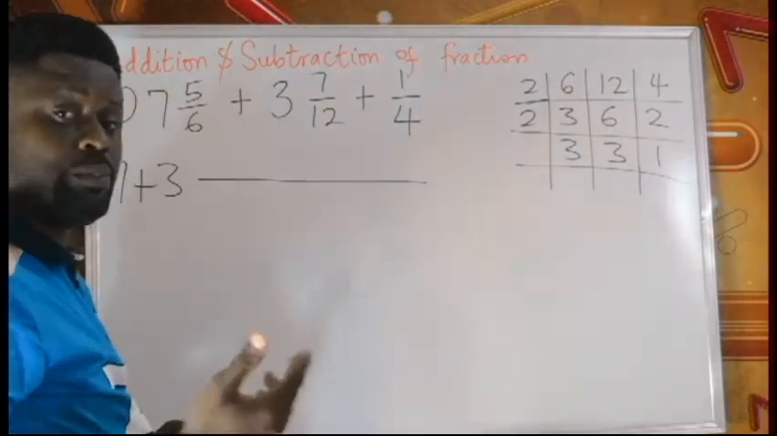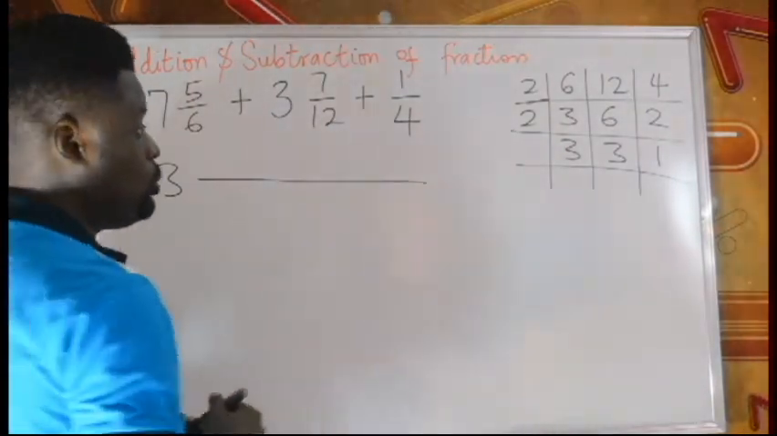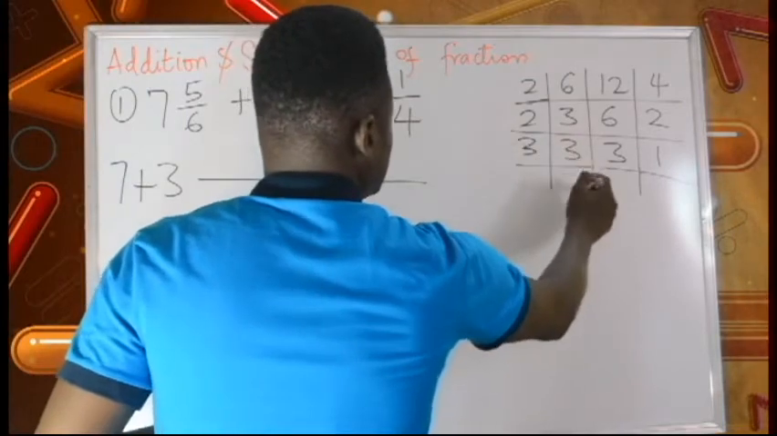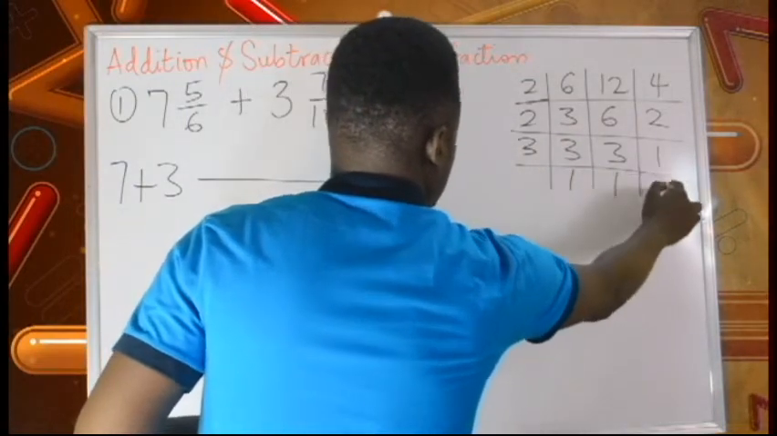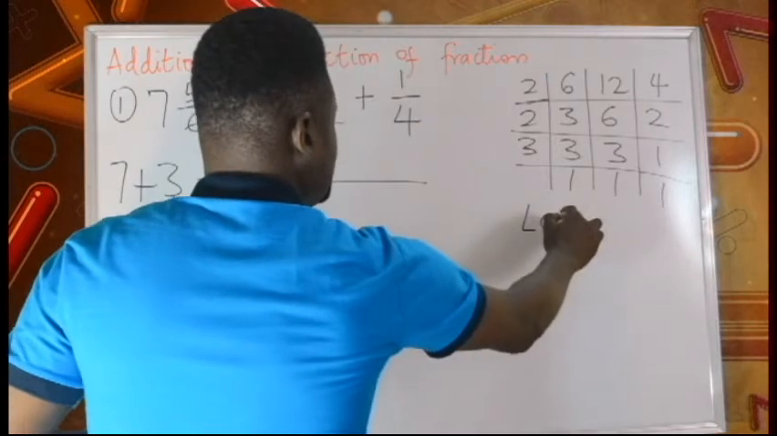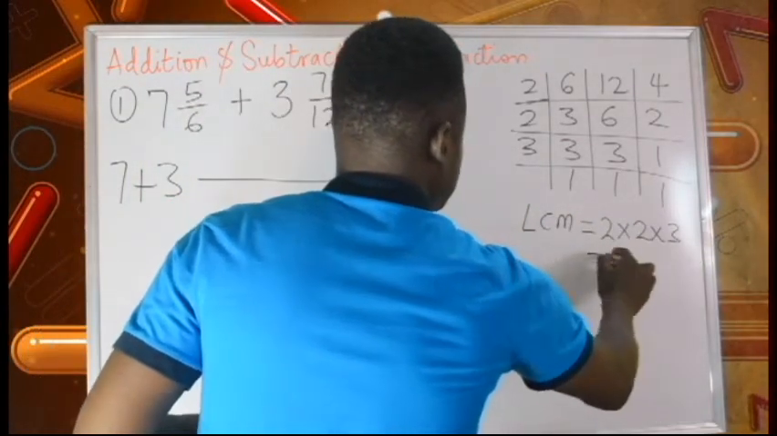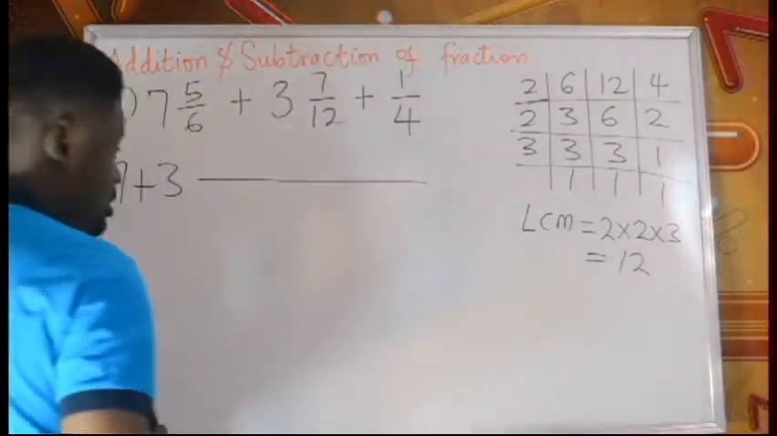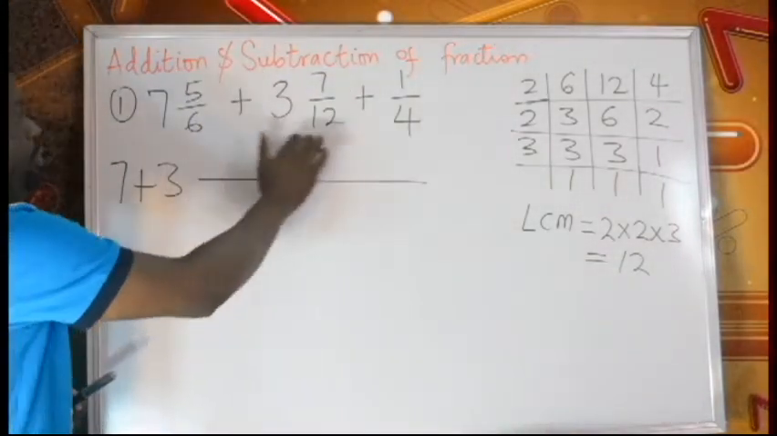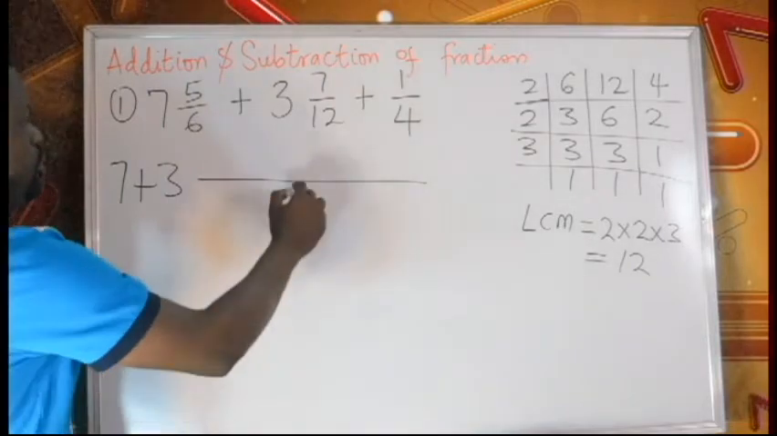You move to the next prime number, which is 3. 3 in 3, 1. 3 in 3, 1. 3 in 1, 1. So your LCM equals 2 times 2 times 3, and that will give us 12. So the LCM of these denominators is 12. So you put down your 12.